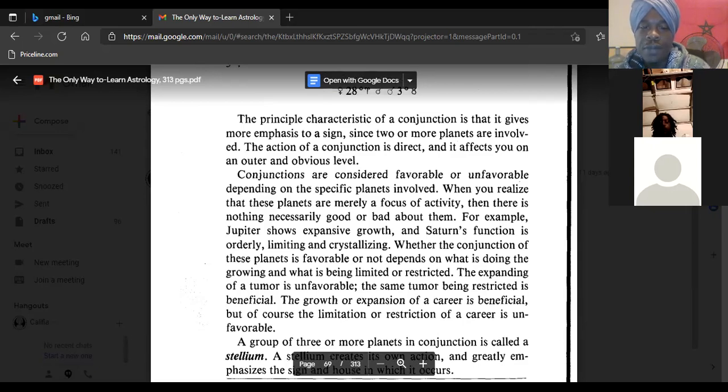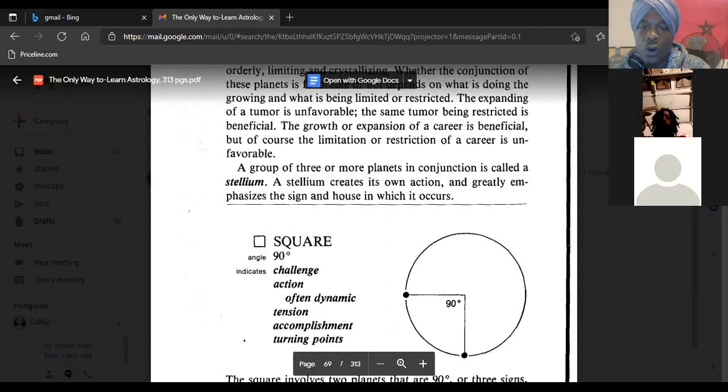Whether the conjunction of these planets is favorable or not depends on what is doing the growing and what is being limited or restricted. The expanding of a tumor is unfavorable. The same tumor being restricted is beneficial. The growth or expansion of a career is beneficial, but of course, the limitation or restricting of a career is unfavorable. A group of 3 or more planets in conjunction is called a stellium. A stellium creates its own action and greatly emphasizes the sign and house in which it occurs.